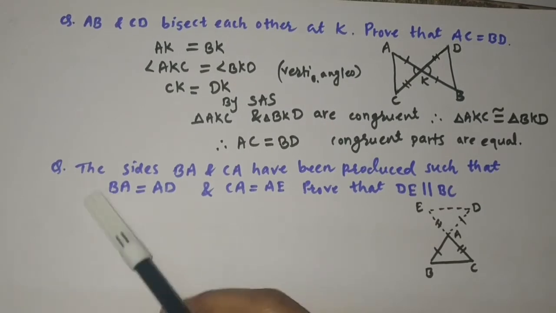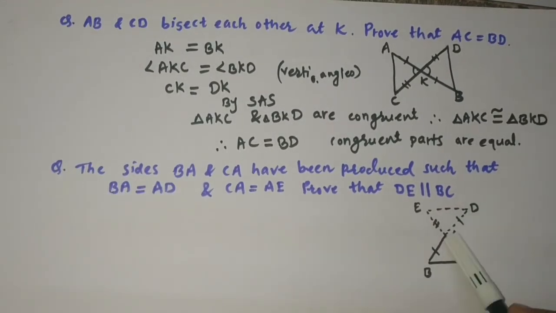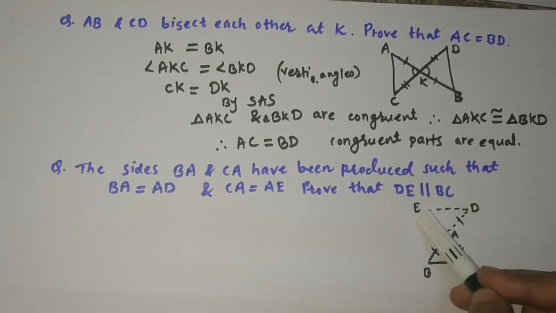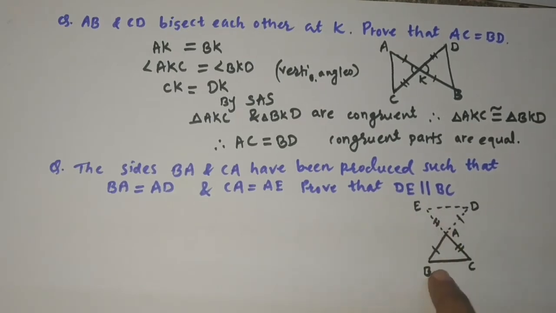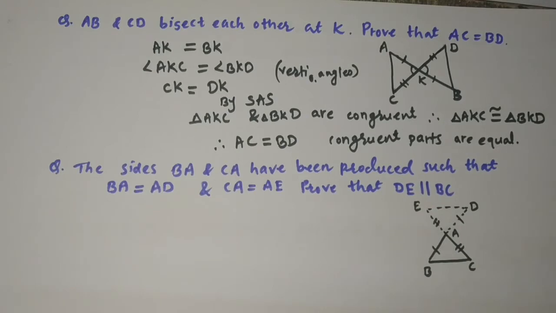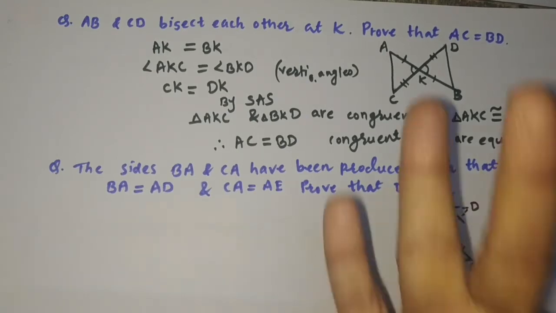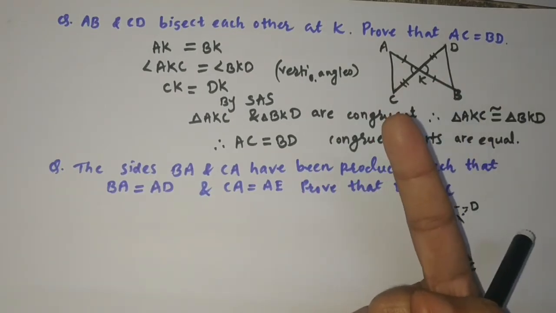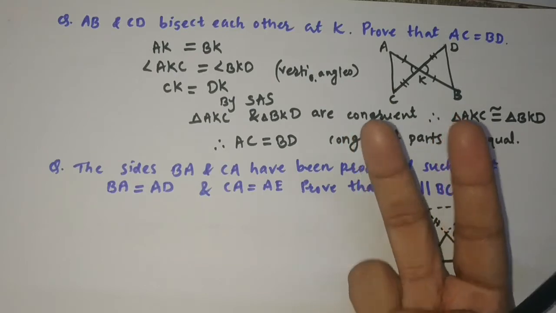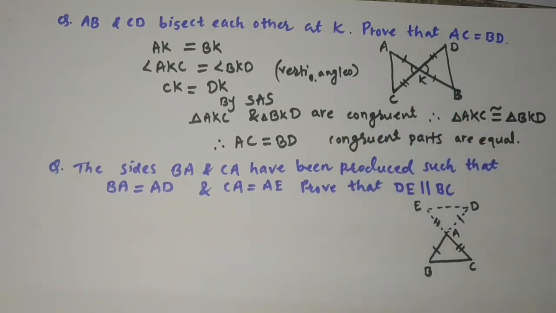So now friends, next question: the sides BA and CA have been produced such that BA is equal to AD and CA is equal to AE. We have to prove that DE is parallel to segment BC. If you want to prove that two lines are parallel, we have to show that one of these things should be true: the alternate angles should be equal, corresponding angles should be equal, or the co-interior angles should be supplementary.